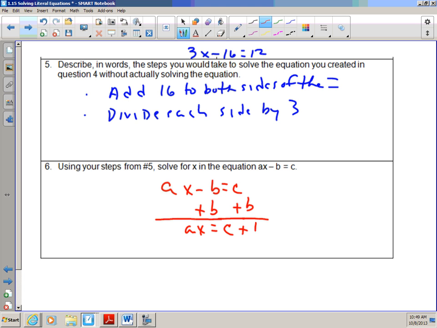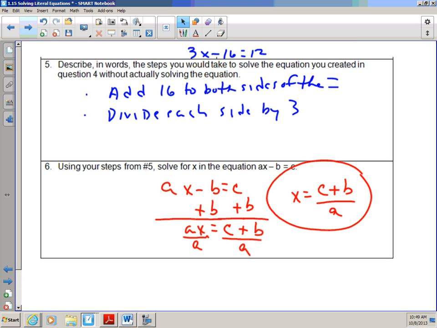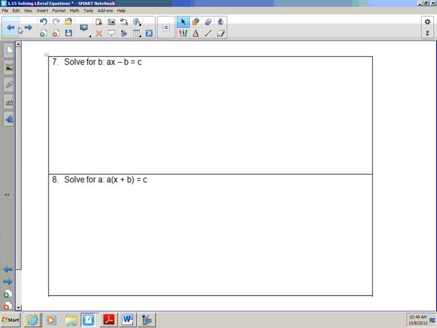And that didn't come out too clean, so just want to make sure you see that it's c plus b. Those look like an a. You should hopefully realize that c and b are not like terms, so that they cannot be combined. And now to get x by itself, I would divide each side by a, so that x is equal to c plus b divided by a. That's the goal of today's lesson. So let's go through some examples.